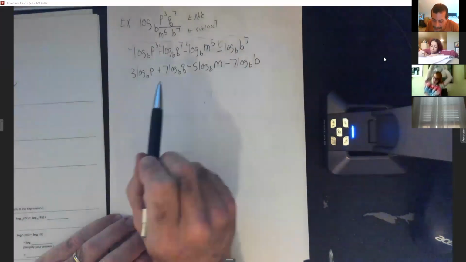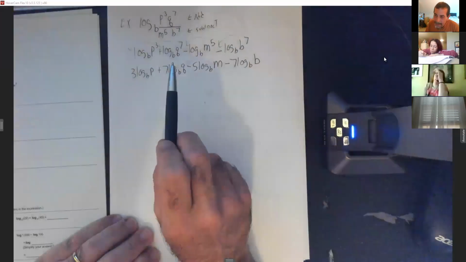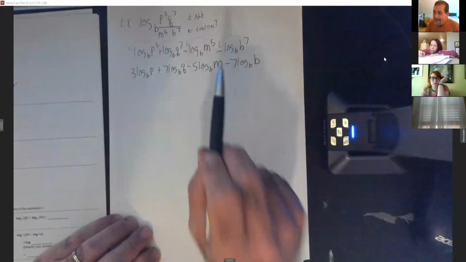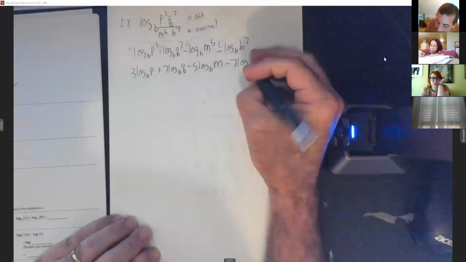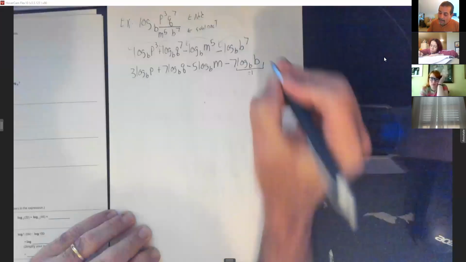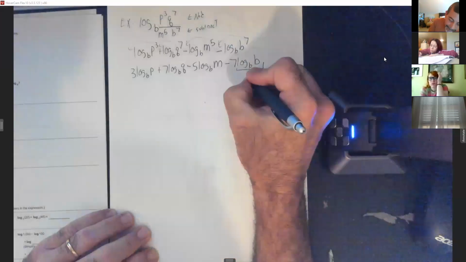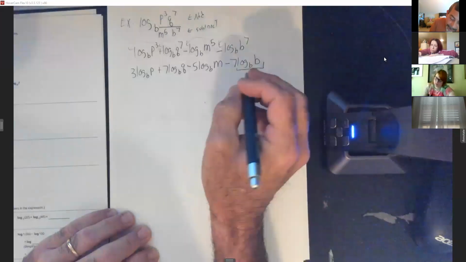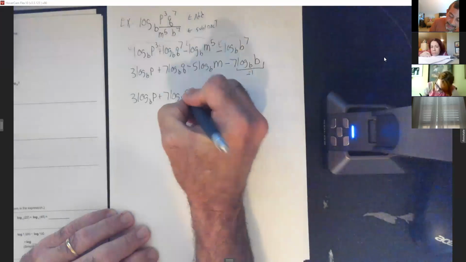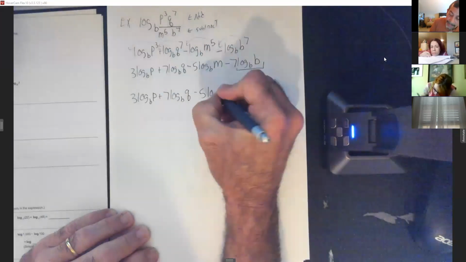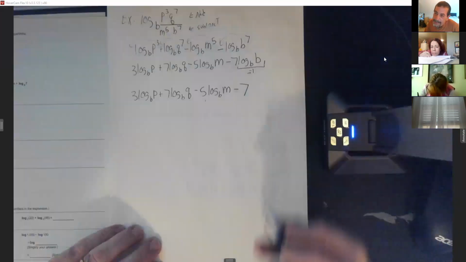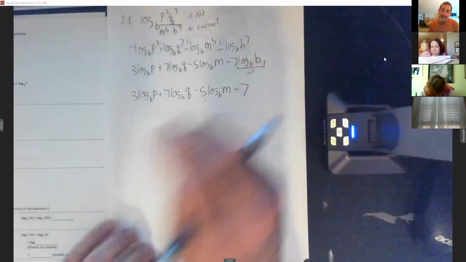So let me look. Can't do nothing in that one. Can't do nothing to that one. Can't do nothing to the 5 log. But I can do something to that one. What's this log b of b part equal? 1. So since that part equals 1, 1 times 7 will make that a 7. So I'm going to rewrite this as 3 log b of p plus 7 log b of q minus 5 log b of m minus 7. So anytime you get a base that matches the result, you got to turn that into a 1, okay?